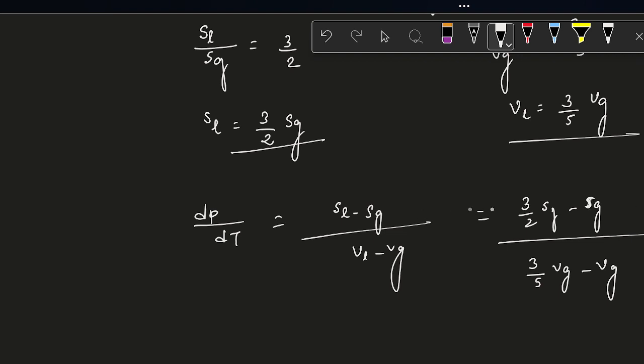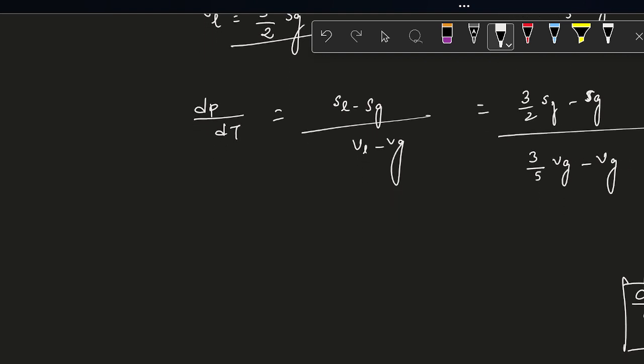If you calculate it, the numerator is just half SG, and in the denominator 3 by 5 minus 1 is minus 2 by 5 VG. So this is basically half into 5 by 2 SG by VG with a negative sign, which is minus 5 by 4 SG by VG. So this is your dp by dt.